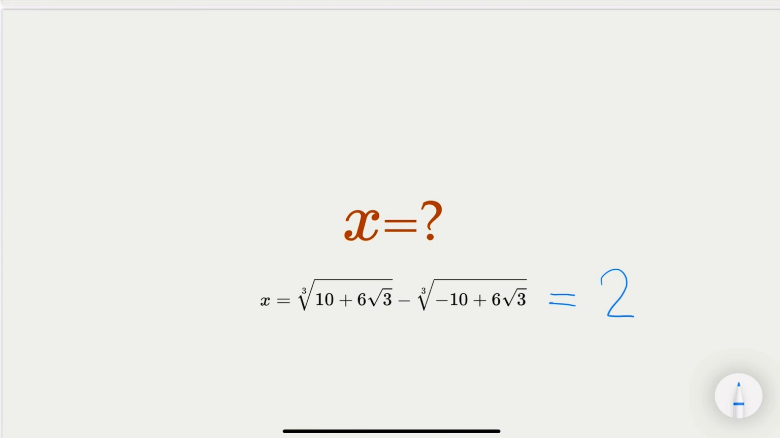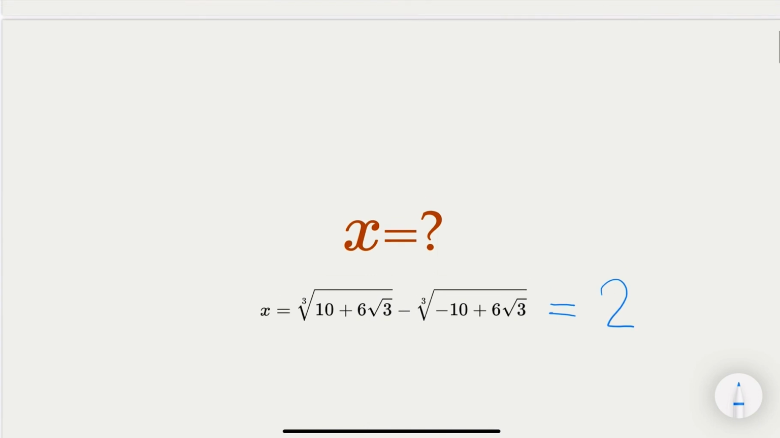All right. It may be surprising, but it turns out to be the case.